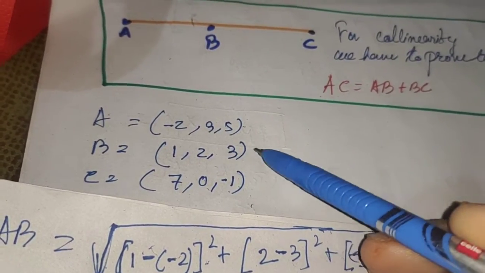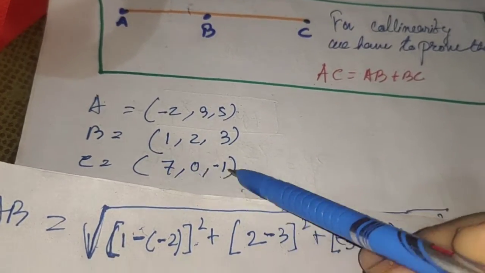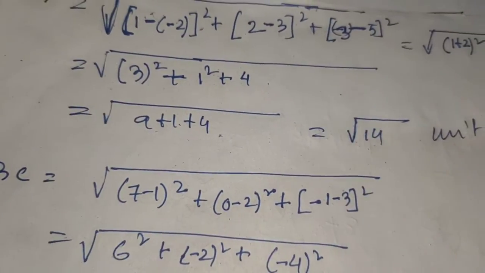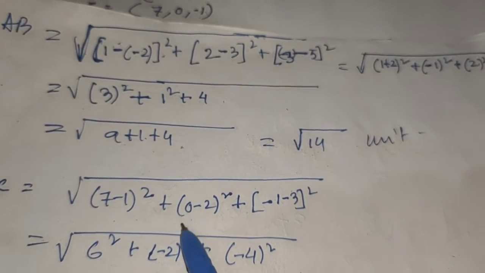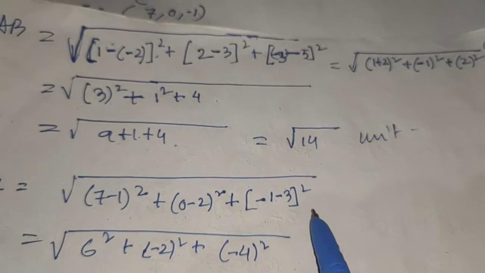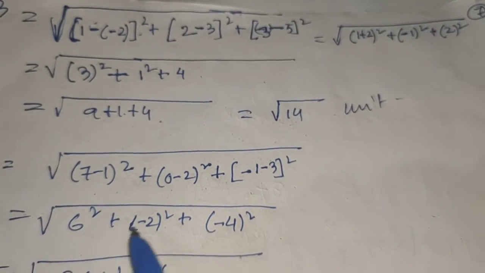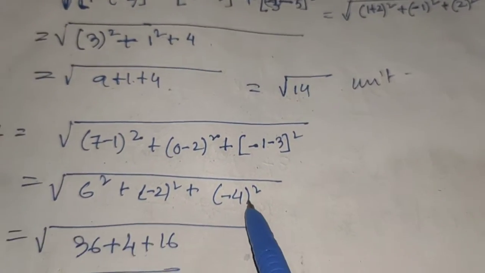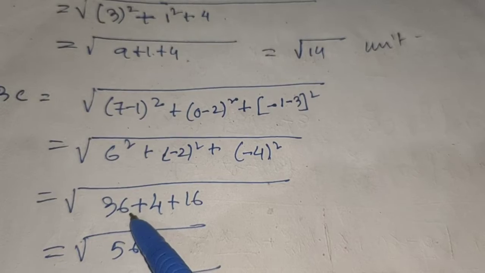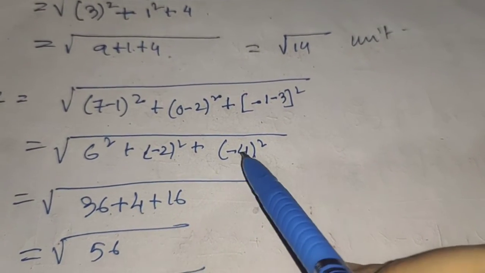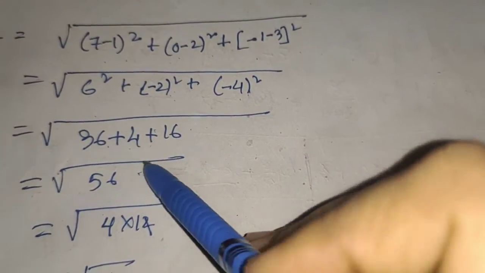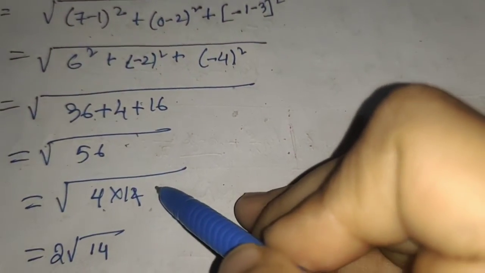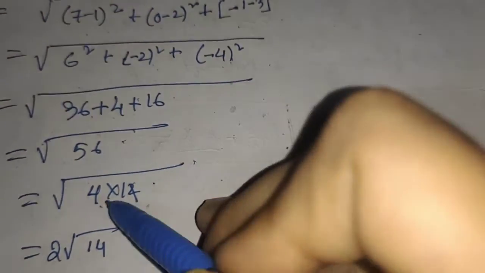And then ultimately we have to find the value of BC. B is x2, y2, z2 and C is x3, y3, z3. So BC we will find as the square root of (7 minus 1) whole square plus (0 minus 2) whole square plus (-1 minus 3) whole square. So it is 6 squared plus (-2) squared plus (-4) squared. 6 squared is 36, (-2) squared is 4, and (-4) squared is 16. Ultimately it is 56, and 56 means 4 into 14. So we can take this 4 outside of the square root, and it will be 2 root 14.